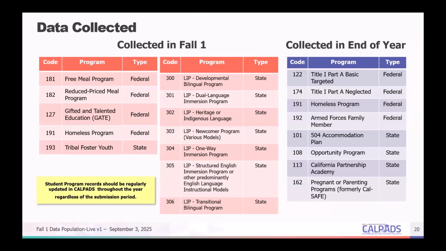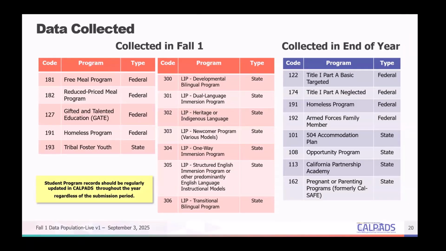Again, SPRG records track student eligibility and participation in various state and federal programs. These records should be submitted and updated continuously throughout the year to ensure students receive appropriate services. Programs that are collected in Fall 1 are listed in the orange table on this slide.